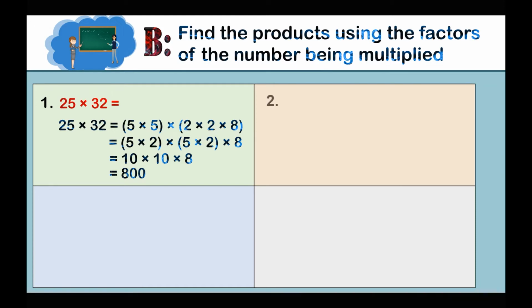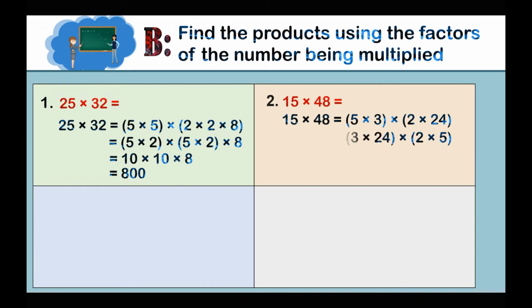Number 2, 15 times 48. Factors of 15 are 5 and 3, and the factors of 48 here are 2 and 24. Why? Because we have one 5 out, so we will single out 2 to make it easier when multiplying. So 3 times 24 times 2 times 5, all in bracket. So we have 72 times 10, which will give us 720.